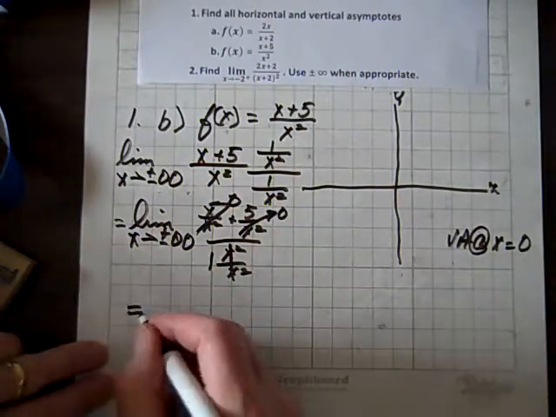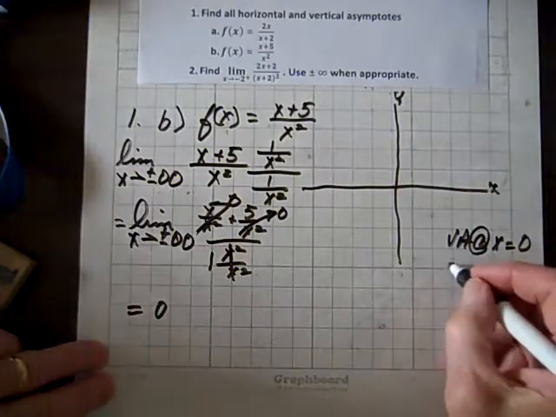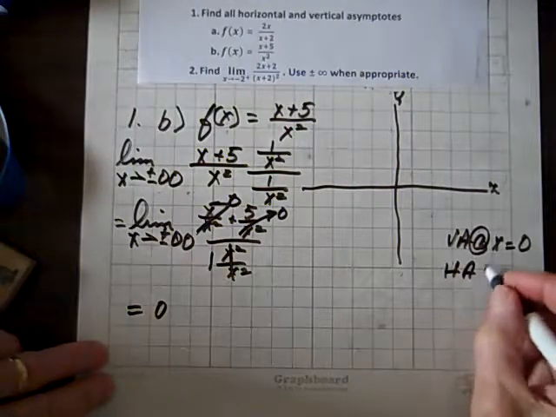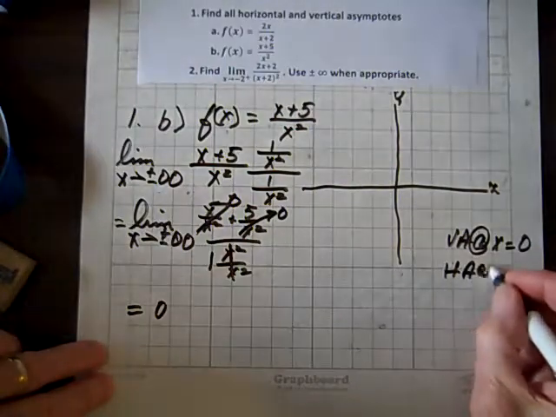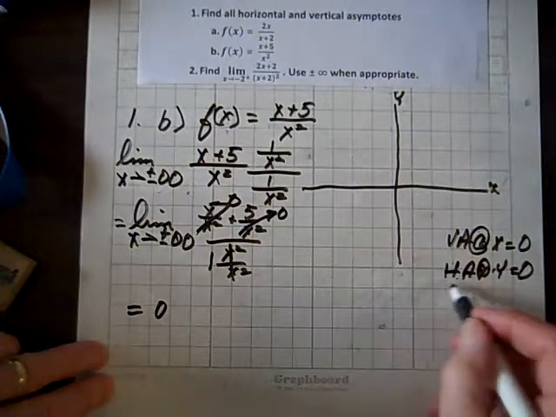And so what do we get? We get 0. So the horizontal asymptote is also y equals 0. And we're done.